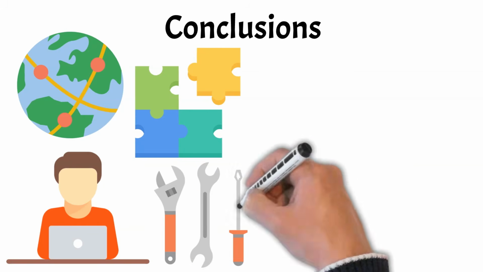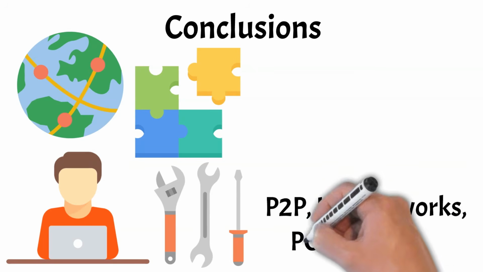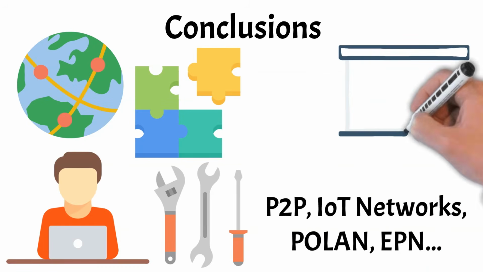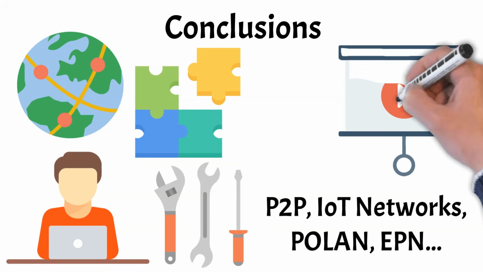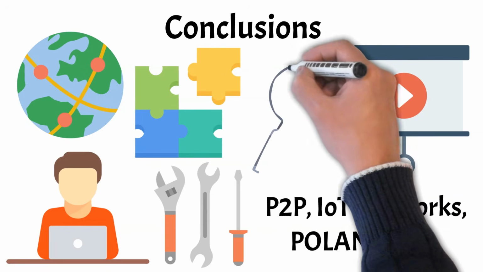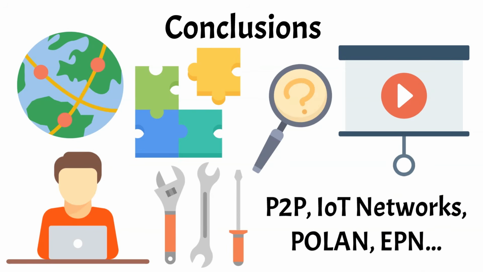While we've explored the foundational network types in this video, more advanced and specialized networks like peer-to-peer, IoT networks, POLAN, and EPN will be covered in a future video. If you're curious about virtual private networks or VPNs, be sure to check out our separate video dedicated entirely to them. Recognizing these systems and their applications helps us better understand modern communication and connectivity. This concludes our exploration of common network types.